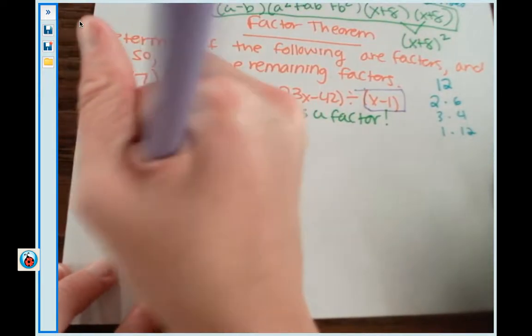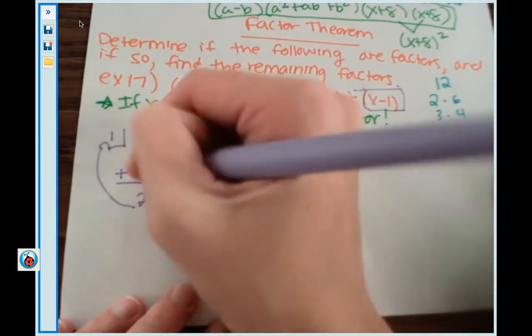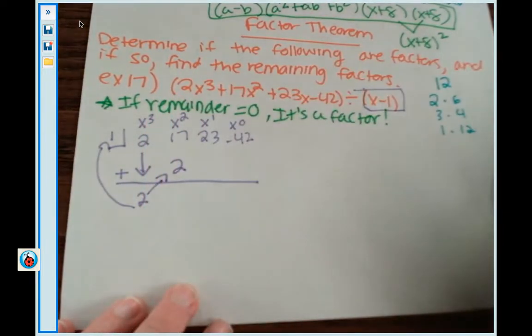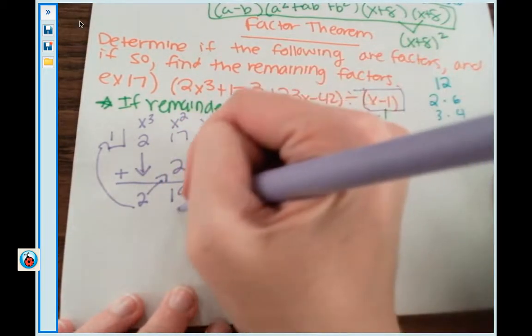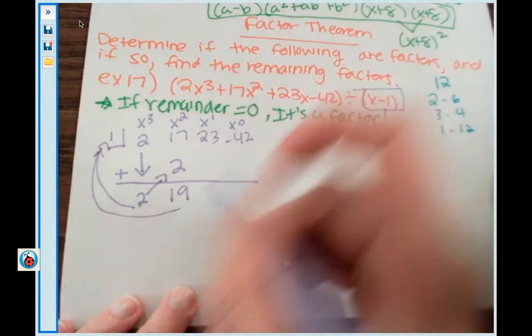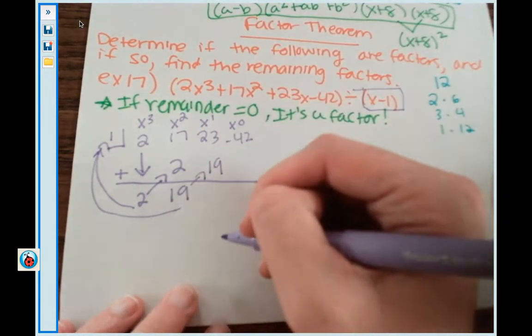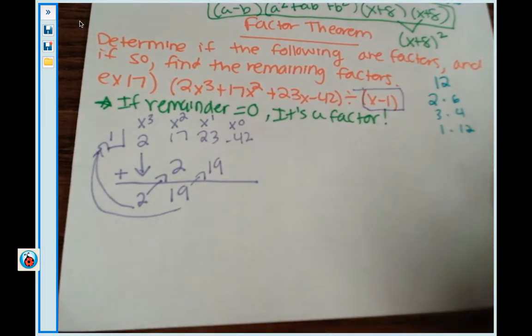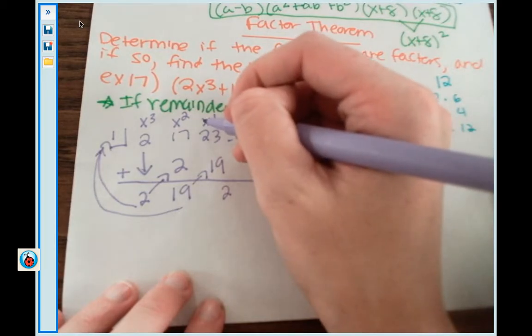I'm going to bring the 2 down. Then I'm going to multiply it by the 1. 2 times 1 gives me a 2. I'm going to slide it over. Add down. 17 plus 2 gives me a 19. I'm going to multiply it by the box. 19 times 1 gives me 19. I'm going to add down. 23 plus 19 will give me 42.